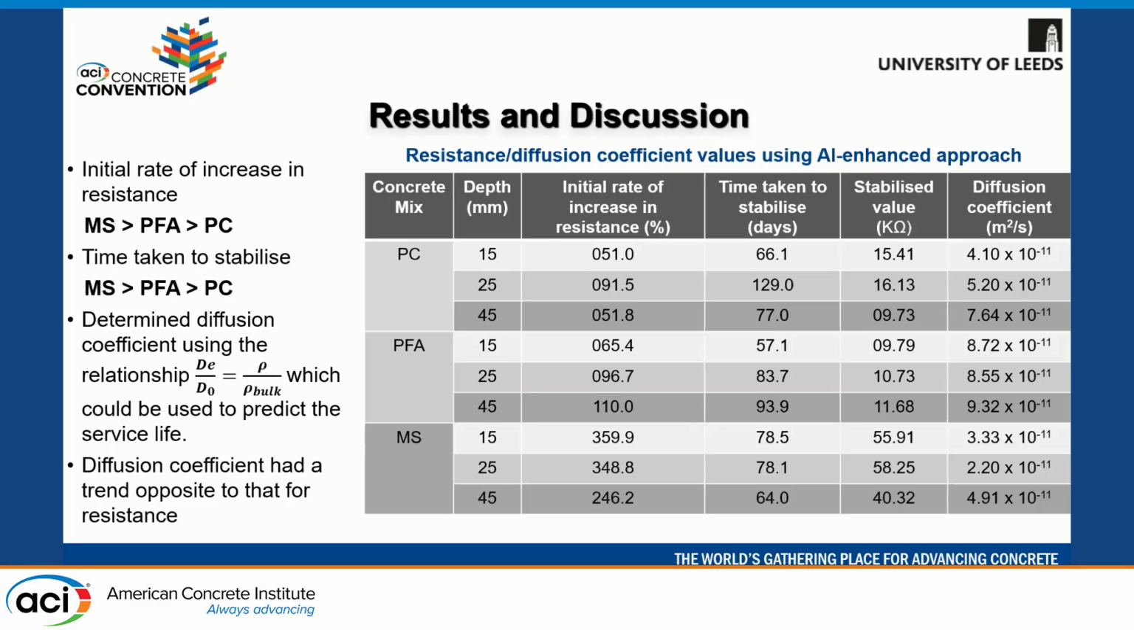Finally, this value of stabilized resistance was used to determine the diffusion coefficient using the relationship D_E by D_0 equals rho by rho_bulk, which can be further used to predict the service life. The obtained diffusion coefficient value shows the opposite trend to that of the resistance.